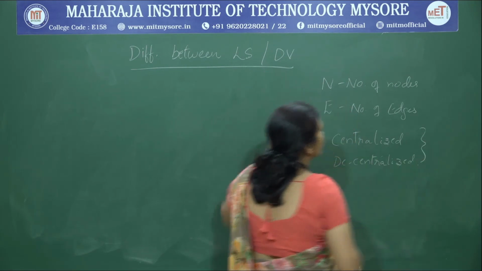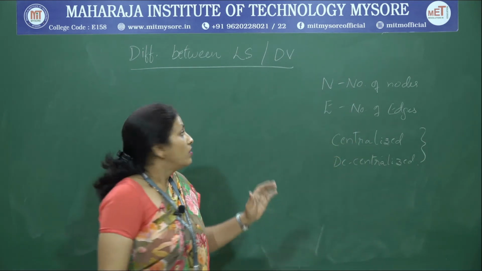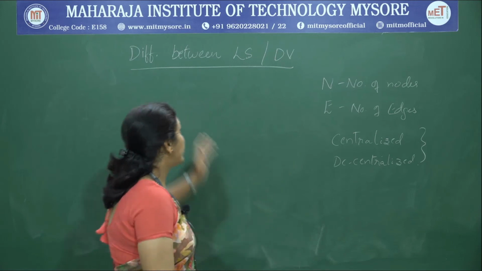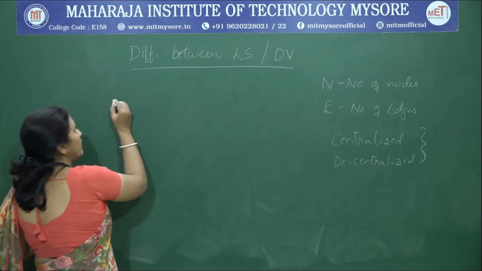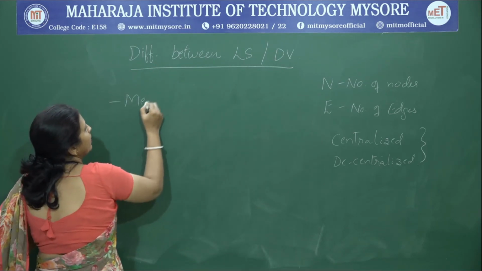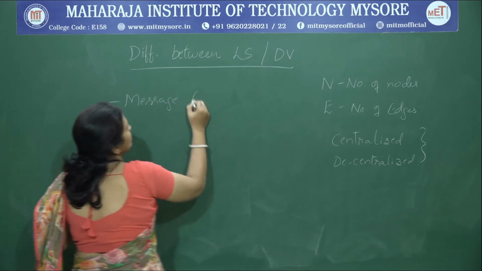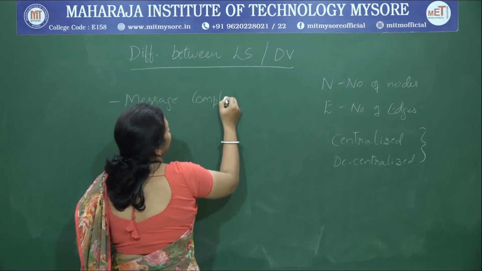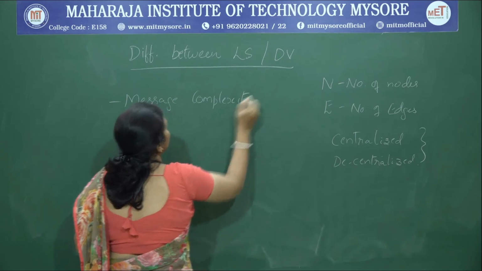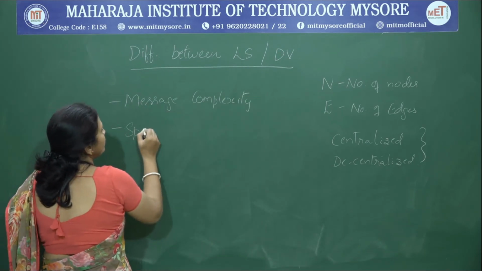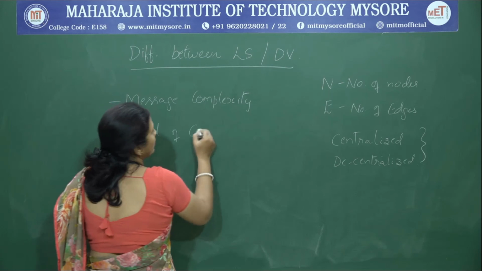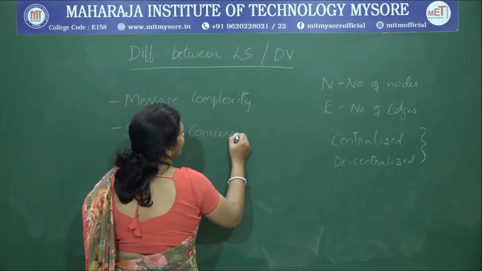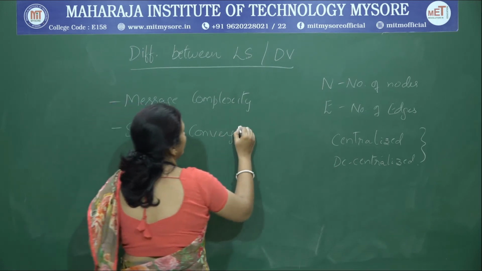This is the basic difference that we have between these two. Apart from that, we will discuss the difference with respect to 3 criteria. The first one is message complexity. The second one is the speed with which the algorithm is converging.